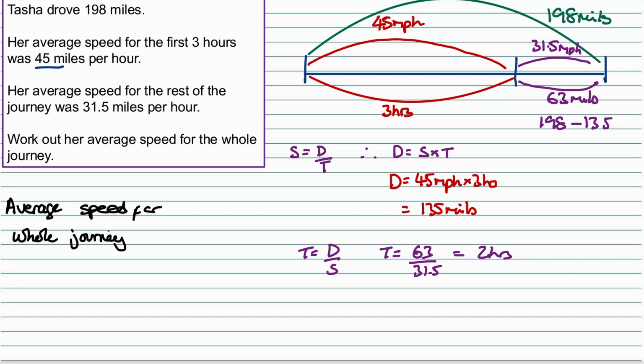So the average speed for the whole journey will be the total distance of 198 miles divided by the total time of the 3 hours plus the 2 hours. So divided by 5 hours. So we'll have 198 divided by 5. We'll get an average speed of 39.6 miles per hour. Okay? Let's try the next one.